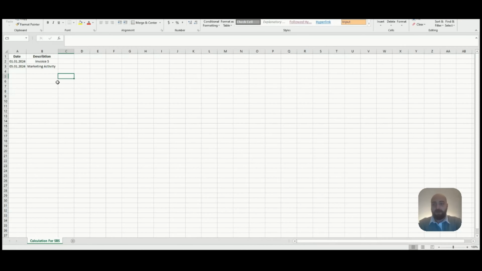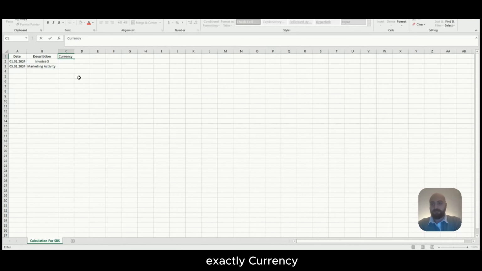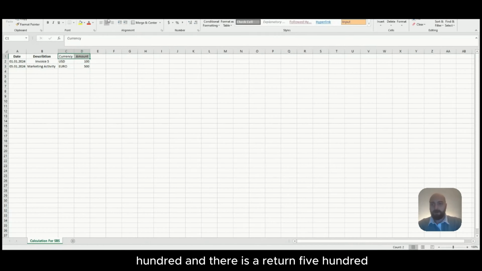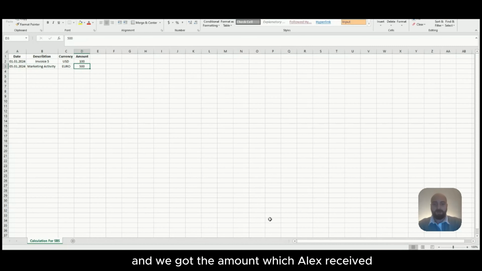Let's say that the amount Alex received on the 1st of January was $100 and on the 5th of January was 500 euros. As you noticed, we have two different currencies. That's why we must write here exactly the currency and the amount. Here is written 100, and here is written 500. We have a date, a description, a currency, and the amount which Alex received.